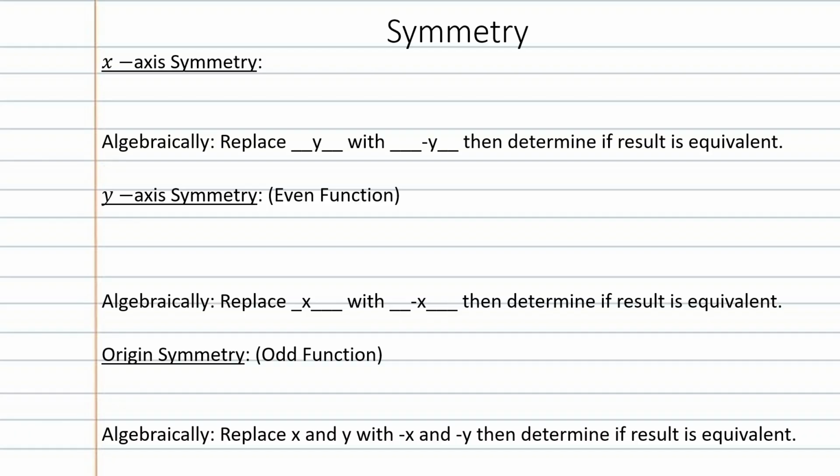If we want to determine if we have y-axis symmetry, which is an even function, we can replace x with negative x and determine if the result is equivalent. And if we want to determine whether or not we have origin symmetry, which would be an odd function, we could replace x and y with negative x and negative y and determine if the result is equivalent. It helps a lot with these to see the examples.